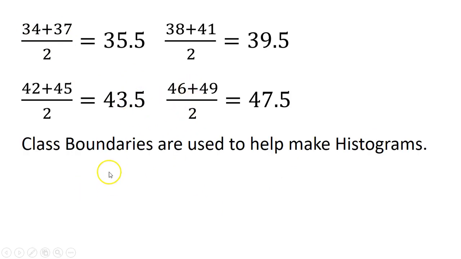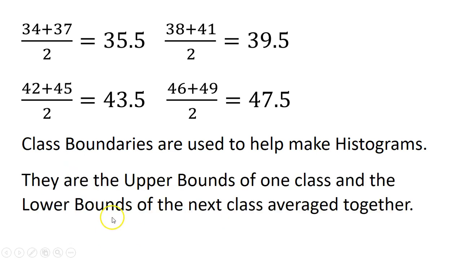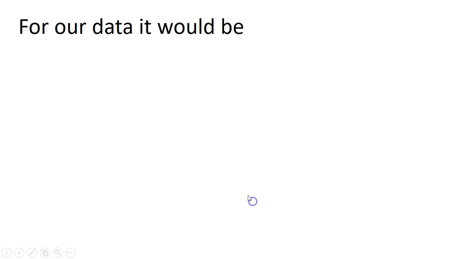midpoint of each class. And the class boundaries are used to help make the histograms. So when we get to that and we start making histograms, the class boundaries are going to be used to help make histograms. They are the upper bound of one class and the lower bound of the next class, averaged together. That's key here. That will give me a boundary. It is the upper bound of the one class and the lower bound of the next. That will give you your boundary.